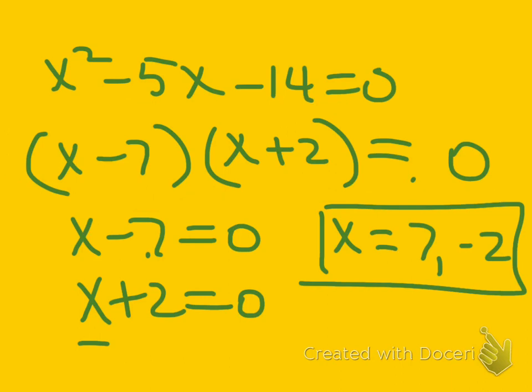Let's actually check it. If I plug 7 in here, I'd get 0. And if I plug the 7 in here, I'd get 9. Does 0 times 9 give you 0? Yes. So let's plug in the negative 2 and see if it works. If I plug a negative 2 in here, I'll get negative 9, and I'll get 0. Does negative 9 times 0 equal 0? Yes, so it worked.